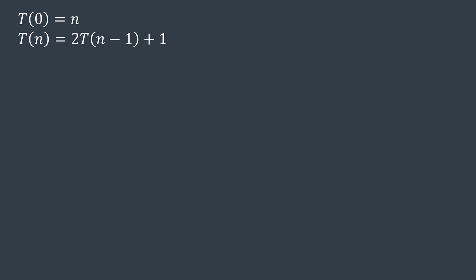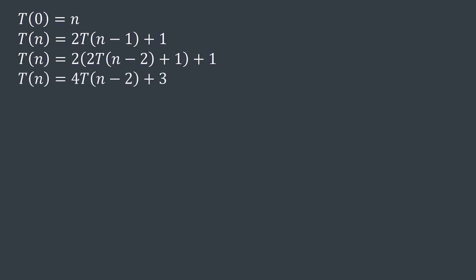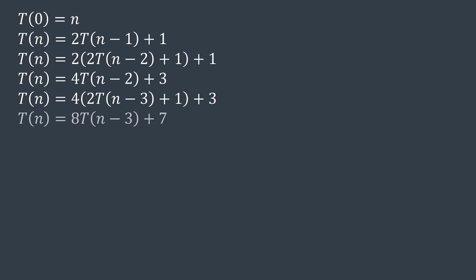Now we keep replacing. T of n is equal to 2 times T of n-1 plus 1, so T of n-1 is equal to 2 times T of n-2 plus 1. We replace. We simplify, and we get 4 times T of n-2 plus 3. We replace again. T of n-2 is 2 times T of n-3 plus 1. We replace. We simplify, and we get 8 times T of n-3 plus 7.